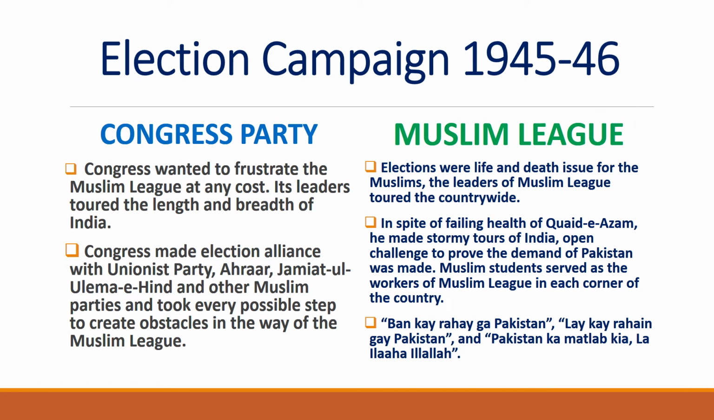Election campaign 1945-46. The election campaign of the Congress Party. The Congress Party wanted to frustrate the Muslim League at any cost. Its leaders toured the length and breadth of India, going across the country and touring each and every part of it. Congress made election alliances with the Unionist Party, Ahrar Party, Jamiat-e-Ulama Hind and other Muslim parties, and took every possible step to create obstacles in the way of the Muslim League. These were Muslim parties other than the All India Muslim League, and all of them were strongly against the creation of Pakistan.